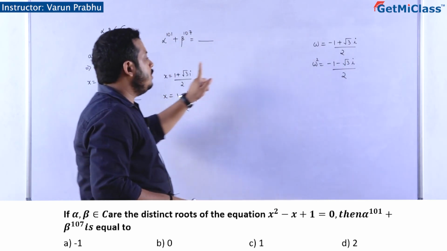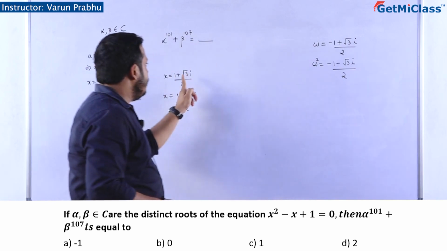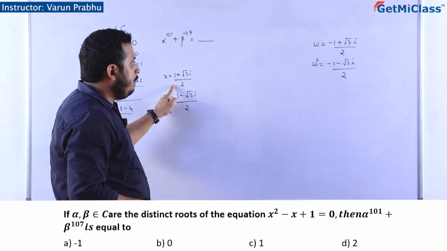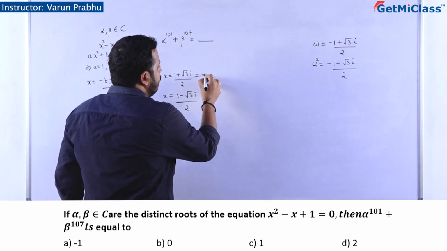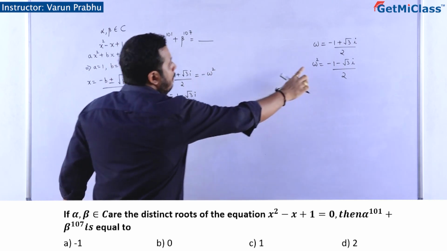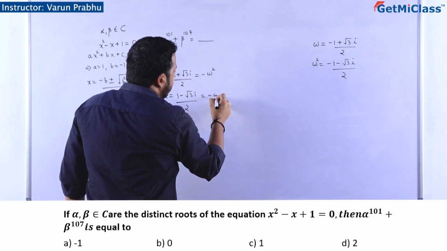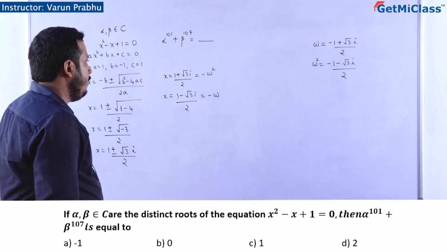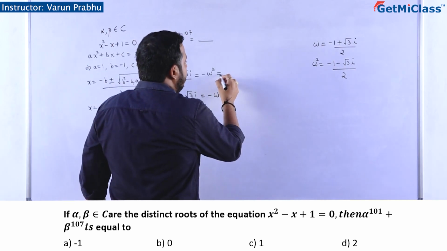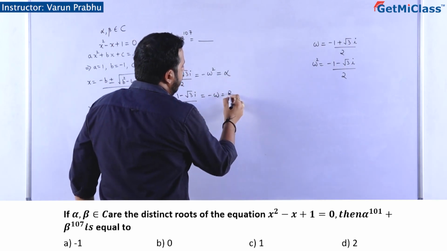Now if you carefully observe, with this particular nature of the roots, (1 + √3 i) / 2 can be written as minus omega square, right? If you take the minus out common, you get the same answer. And this part can be written as minus omega, correct? So this part we will call alpha and this one we will call beta.